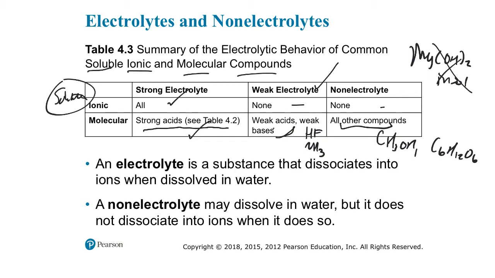Okay, now you might look at this chart and say, well, where are the strong bases? Well, they're already included up here. Strong bases are water-soluble ionic compounds that contain hydroxide ion, so they're already considered up above. The strong electrolyte ionic compounds also include the strong bases. Again, an electrolyte is a substance that dissociates into ions when it's dissolved in water. A non-electrolyte may dissolve in water, it just doesn't dissociate into ions during that process.